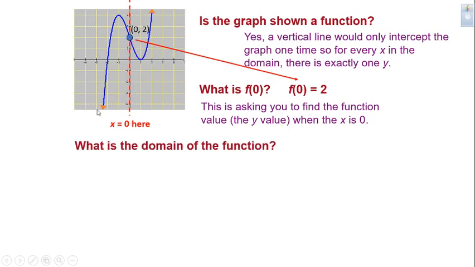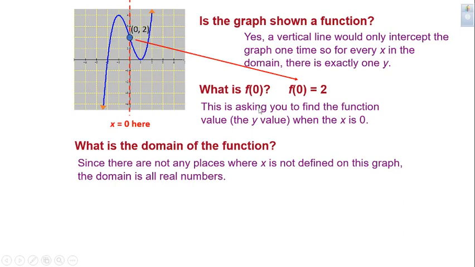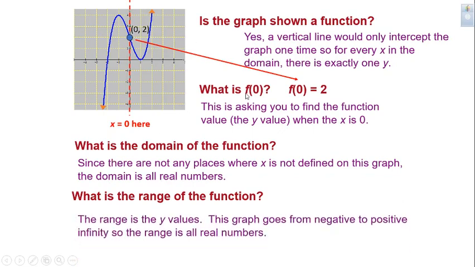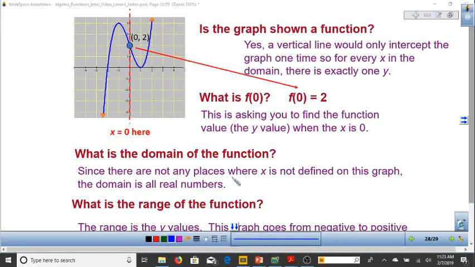What is the domain of the function? Since the function continues forever to the left and forever to the right, and there's no breaks in between, the domain is all real numbers. What is the range? Since the graph goes downward forever and goes upward forever, and there's no break in between, the range is also all real numbers. That means this function has no domain restriction and it has no limitation on the y values as well.